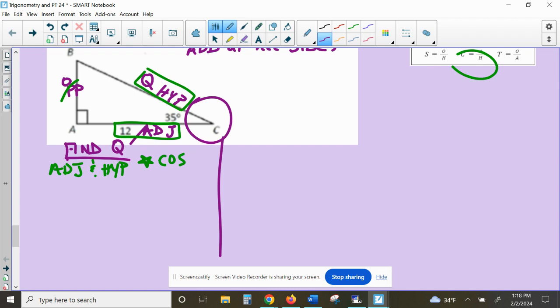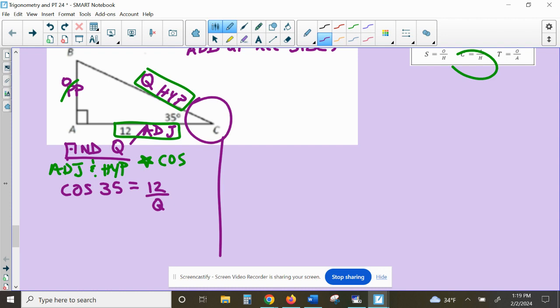Okay, what did you write first? Cosine. Then what? 35. Then what? Equals. Then what? Adjacent over hypotenuse, which is 12 over Q. Is that how you set them up?